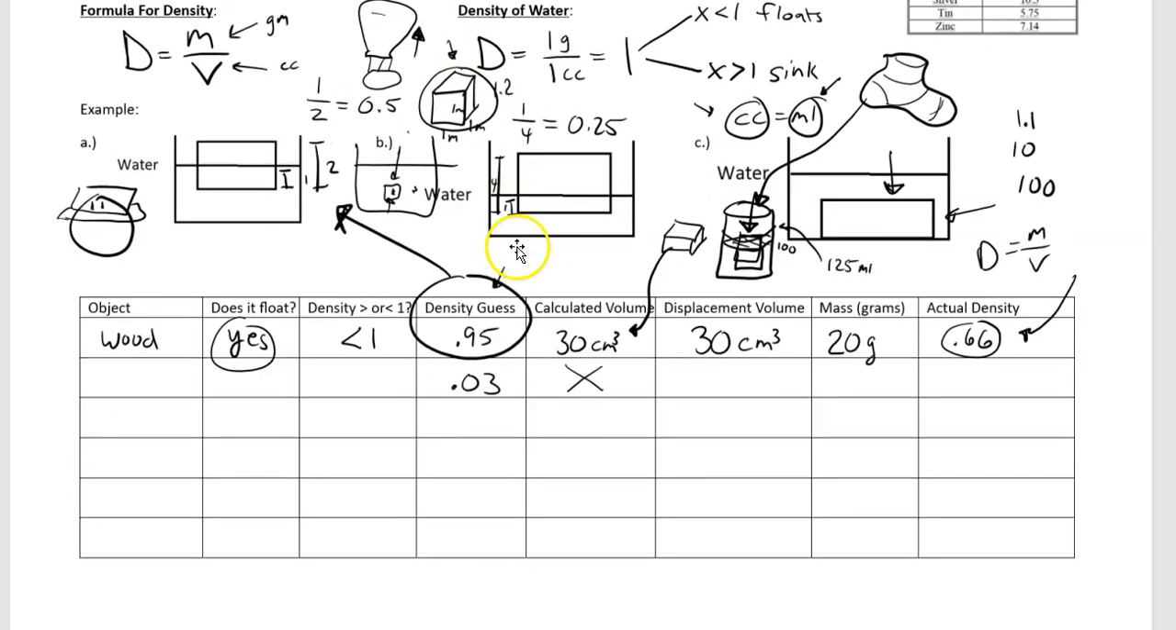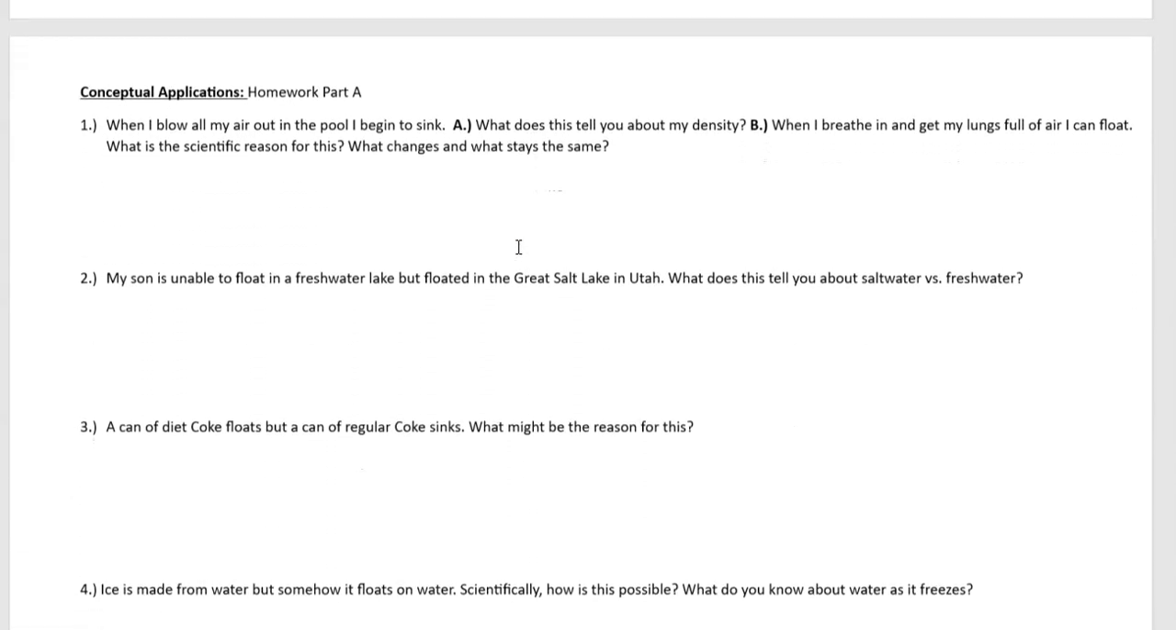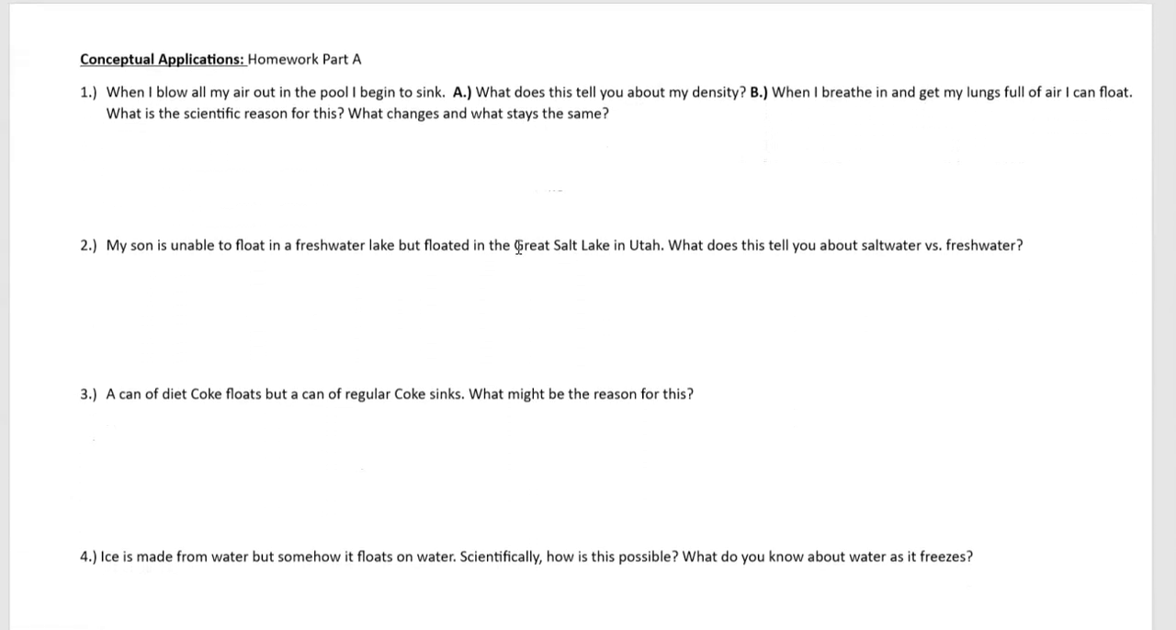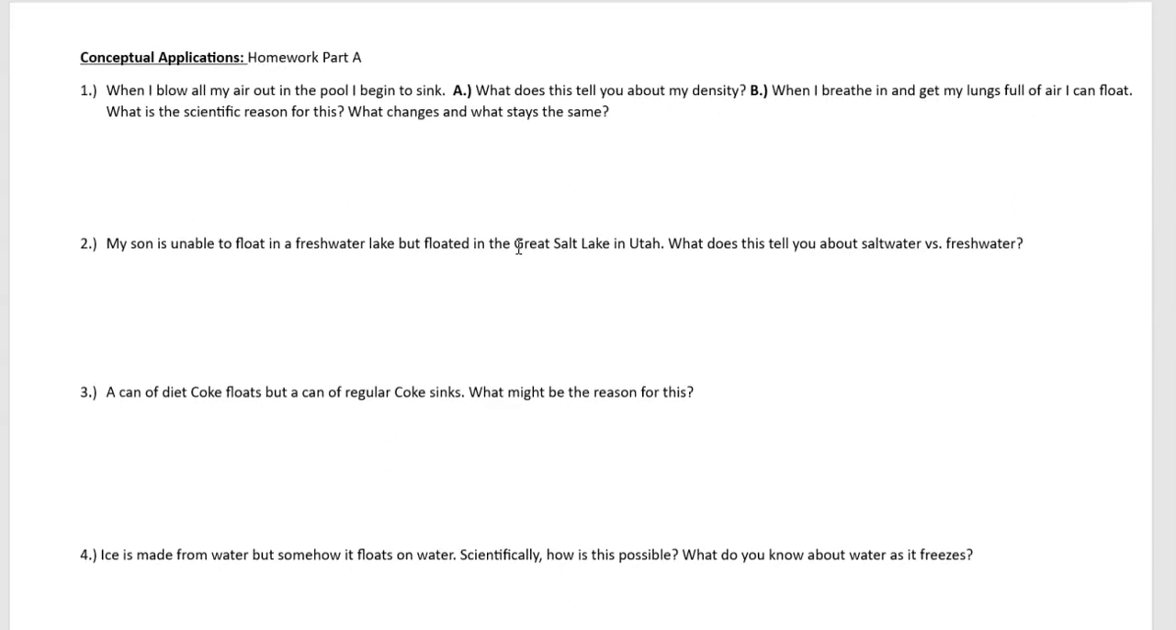So anyways, what you guys are supposed to do for homework is this. We have two parts to the homework. This part right here is just a conceptual part, seeing if you understand the concept of density and things floating and sinking. I'll go ahead and do the first one with you. So this says, if I blow out all my air in a pool, I sink. I'm a pretty skinny guy, and I start sinking. So the question is, what does that tell you about my density? What that tells you about my density is my density must be greater than 1.